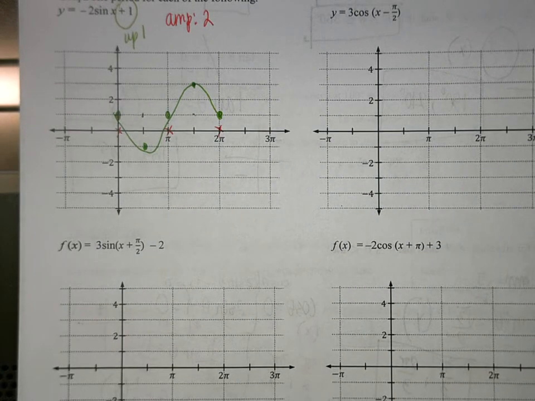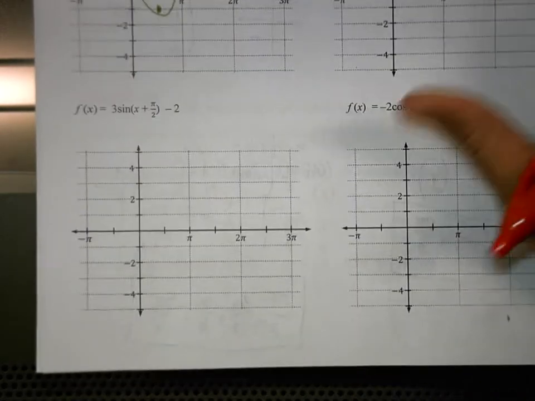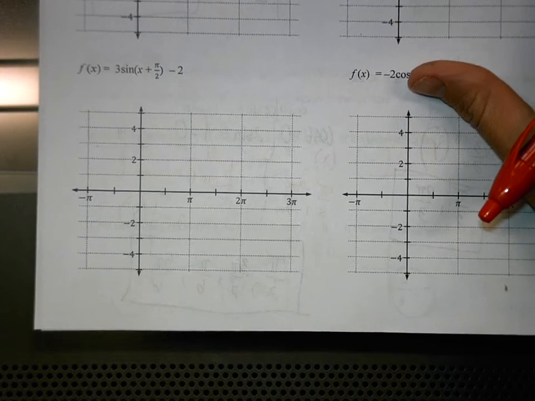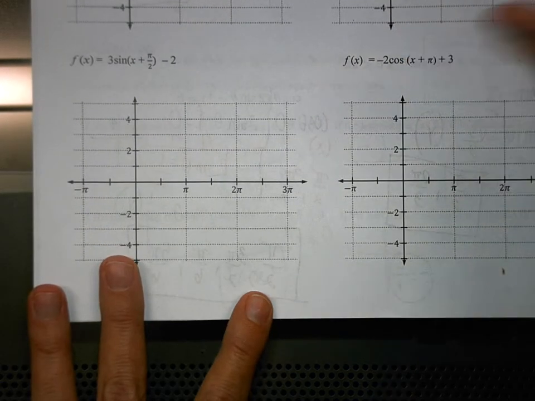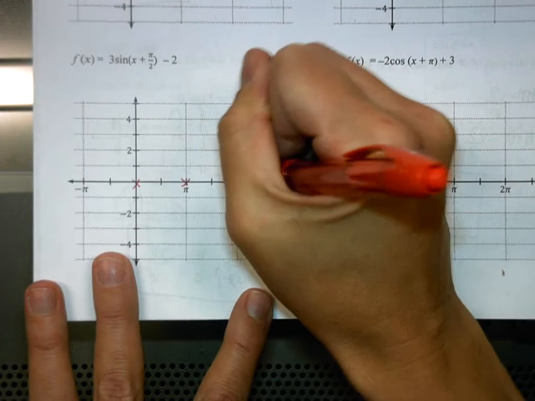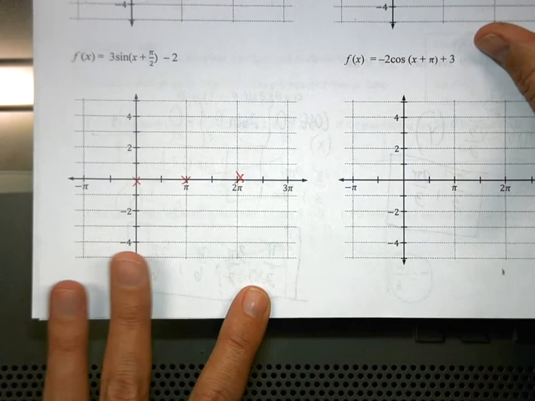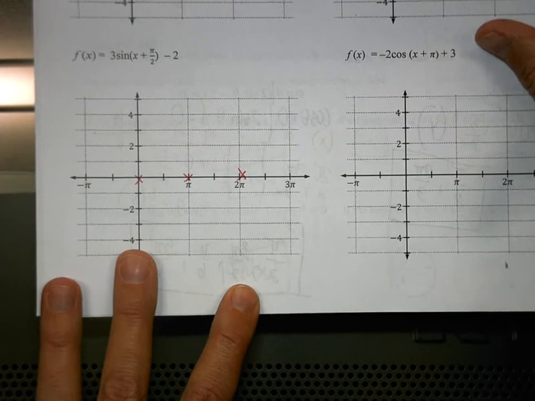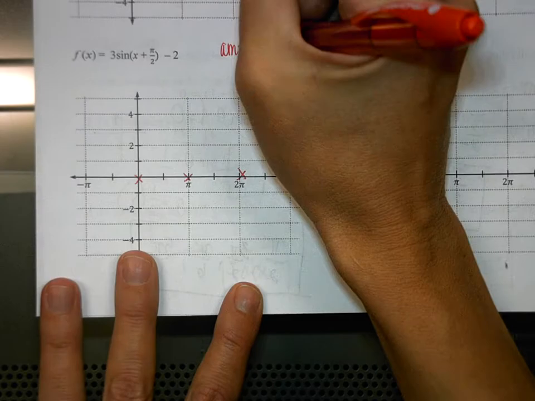So let's go ahead and go down and practice the other sine function. Again, for sines, our original starting point is always going to be at 0, pi, and 2 pi, which I'm going to mark my x's. My amplitude on this one is going to be what? 3. Good.